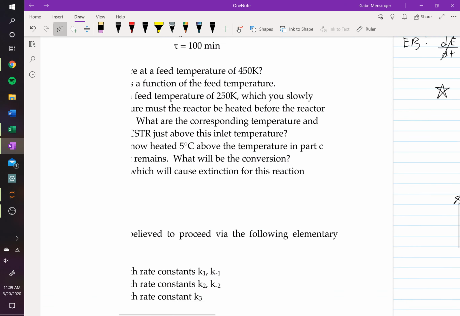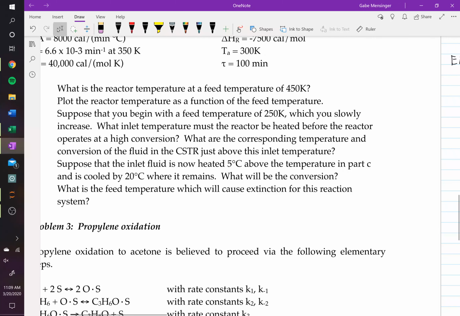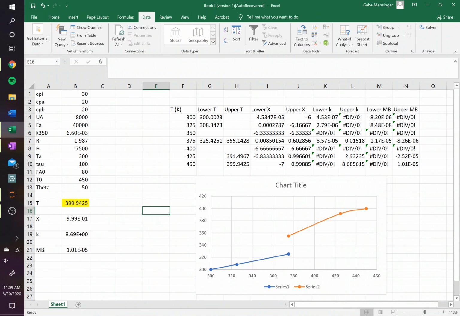Part C asks that we start with a feed temperature of 250, which we're going to slowly increase. What temperature must the reactor be heated to before it operates at a high conversion? What is the corresponding temperature and conversion of the fluid in the CSTR just above this inlet temperature? Looking back at this graph, I didn't go to 250. You guys don't necessarily have to, but we can see that at this lower temperature it looks kind of linear. So we're going to just assume we're at 250, and we're going to increase until somewhere around here, we're going to jump.